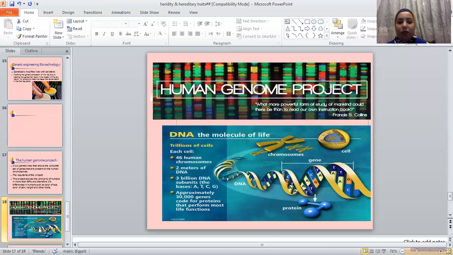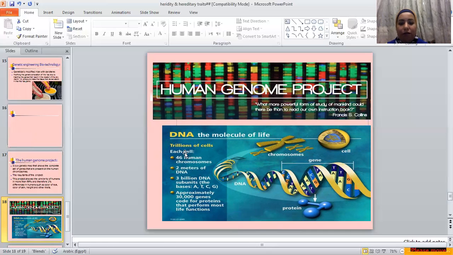The Human Genome Project, this map, is like our chromosomes in our body. They are arranged to be similar or different. This color shows the differences and similarities in the chromosomes, the DNA of the molecules. I told you, you will study it later in second year biology, inshallah.